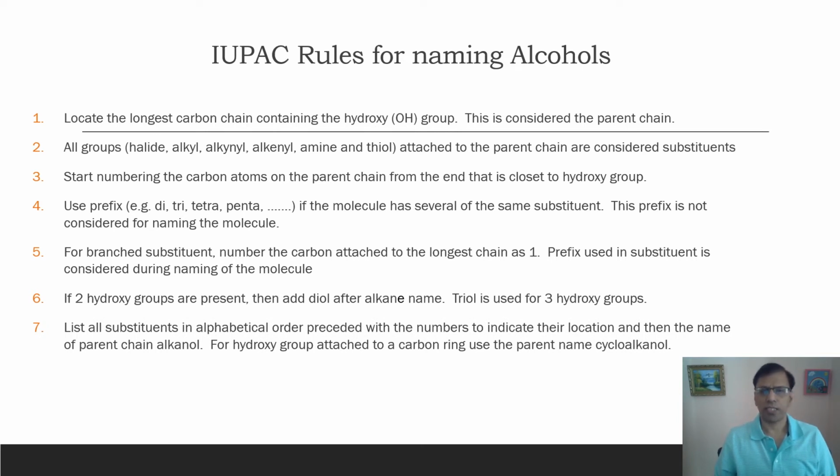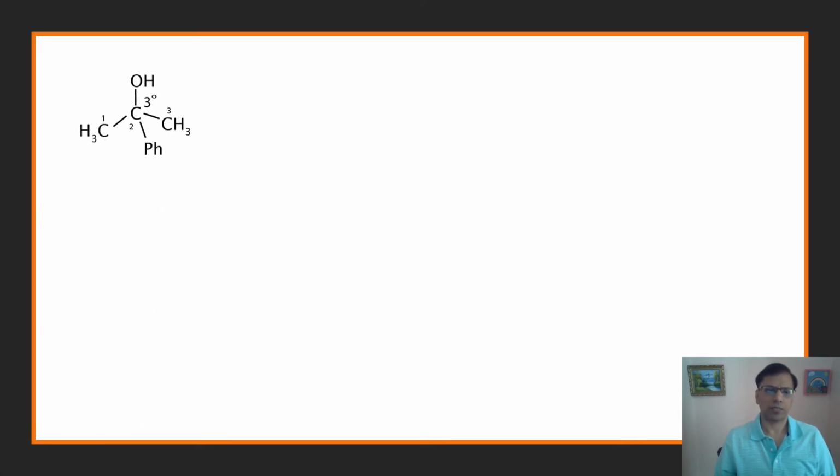And finally, to name the organic molecule, you have to list all the substituents in alphabetical order, preceded with the numbers to indicate the location, and then name the parent chain as alkanol. If the hydroxy group is attached to a ring, then it's called cycloalkanol. Let's look at some examples.